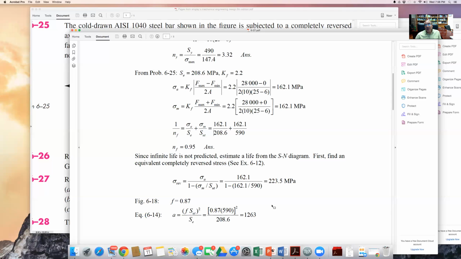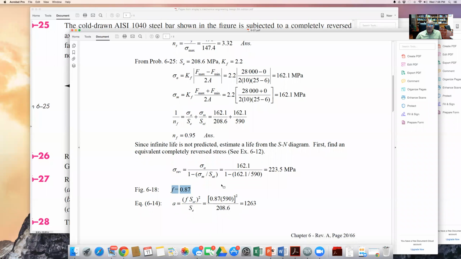Now we switch to finding the equation of the straight line on a log-log plot. First, we're going to find the factor F that determines the fatigue life at 1,000 cycles, because that's the lower bound. And we know the upper bound is the endurance limit, or the endurance strength at a million cycles. So between these 2 points, we are able to find the constants A and B in the power law. From figure 6-18, we find that the fraction of the ultimate is 0.87. This is the fraction of the ultimate that gives us the fatigue strength at 1,000 cycles. So 87% of the ultimate strength of the material is the fatigue strength at 1,000 cycles.